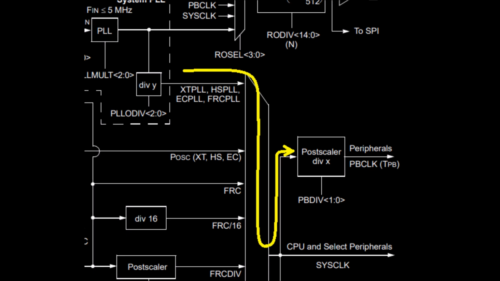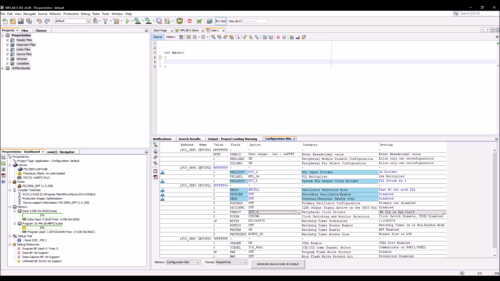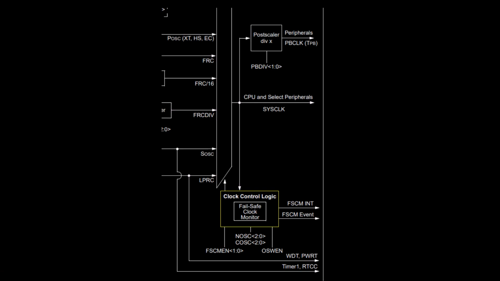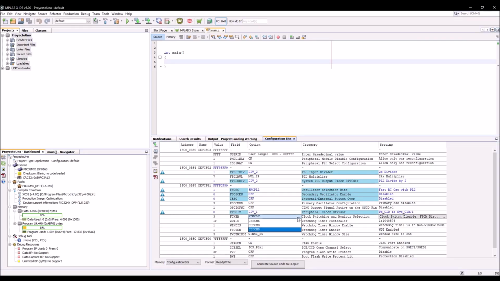The following bits, FPBDIV, allow us to obtain the clock frequency for the peripherals, which is a multiple of the system or main frequency, and although peripherals are not going to be used in this example, I will configure it to be equal to 48 MHz, that is, divide it by 1. The FCKSM bits enable the module that monitors the system clock. If there is an error, it can switch to any of the secondary clocks. For this example it will not be used, and monitoring and switching will be disabled.